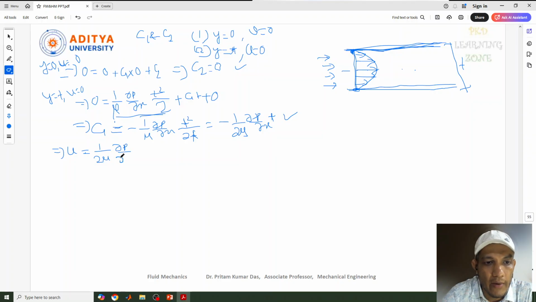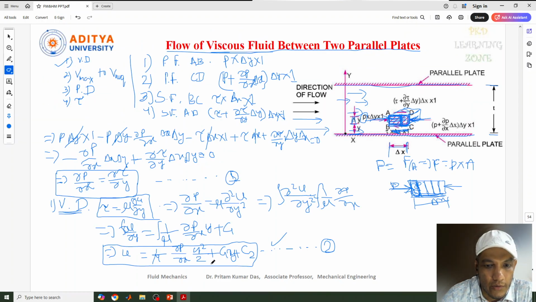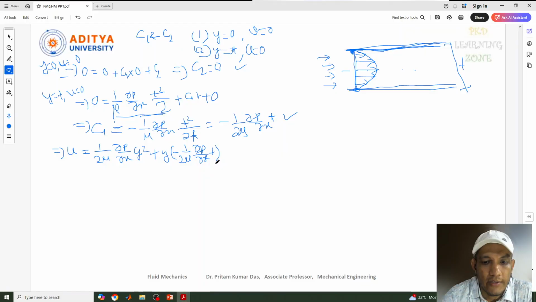This is del p by del x, y square plus y into minus 1 by 2 mu del p by del x into t. Okay, and c2 is 0, so no problem. So this was 1 by 2 mu del p by del x y square. Okay, c1 is there. So yeah, this is the value.